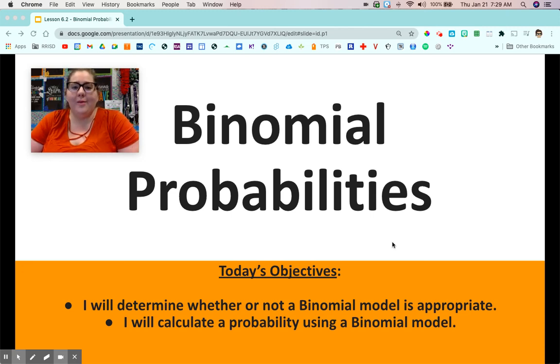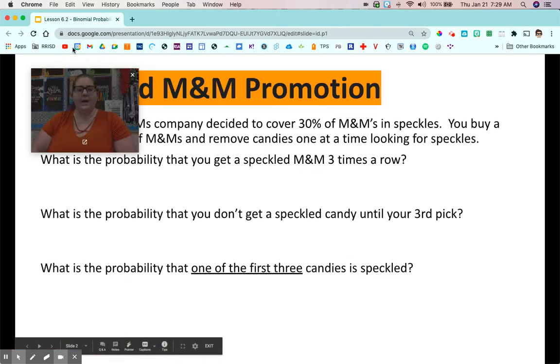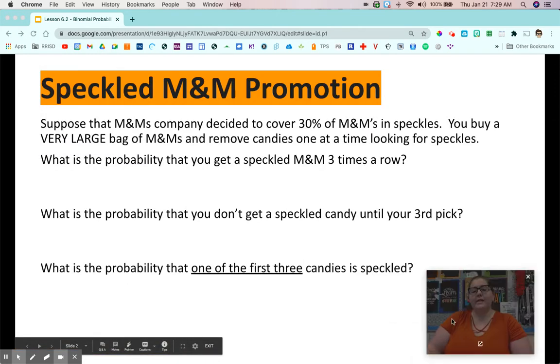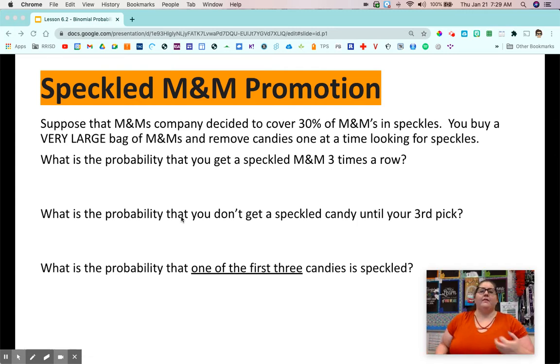All right, let's talk about binomial probabilities. This is lesson 6.2. We're going to talk about what a binomial model is and when it's appropriate, and then we're going to calculate that probability using a binomial model in a lot of different ways. So let's start with just a kind of pre-example, just to introduce the idea of what this is all about.